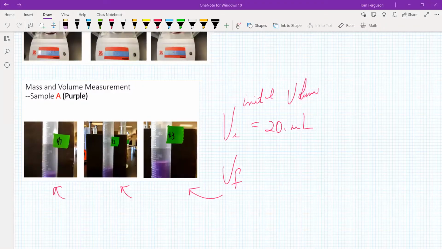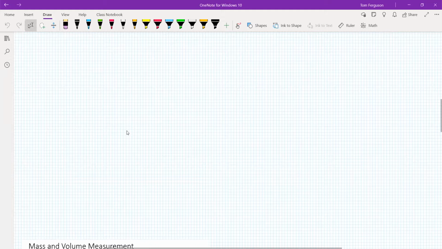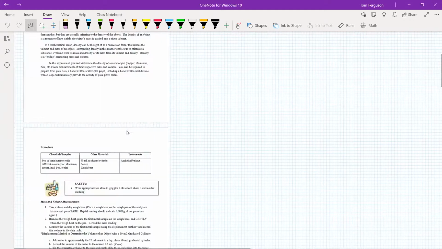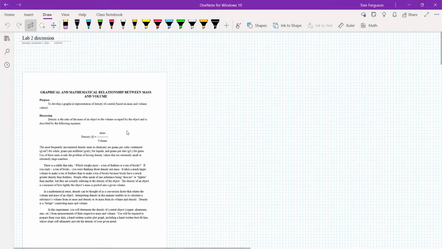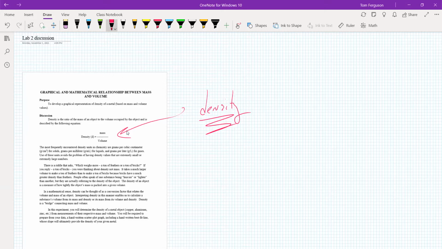Okay, so let's go ahead now and talk about lab 2. Now, lab 2 actually, in my opinion, is easier than lab 1. But anyway, so we go over to here. This is the new write-up I did, and so lab 2 is basically on density.